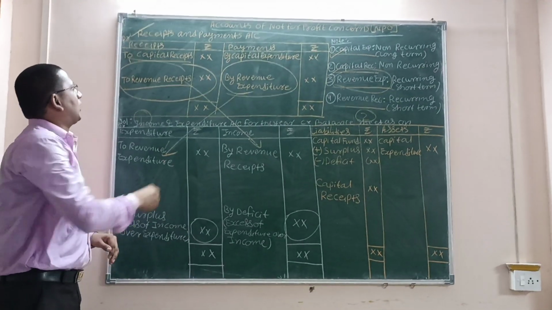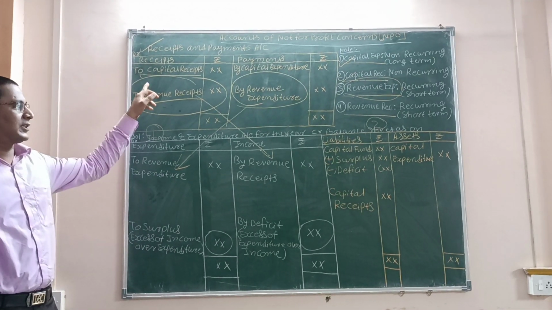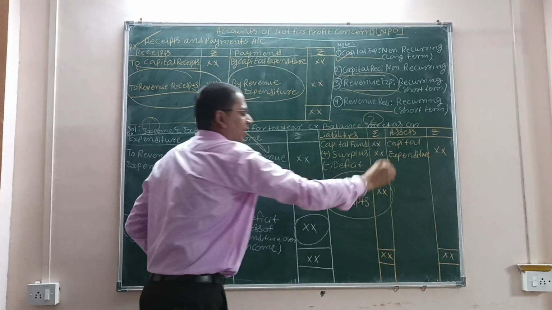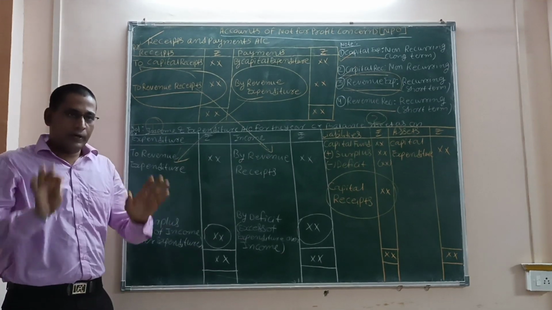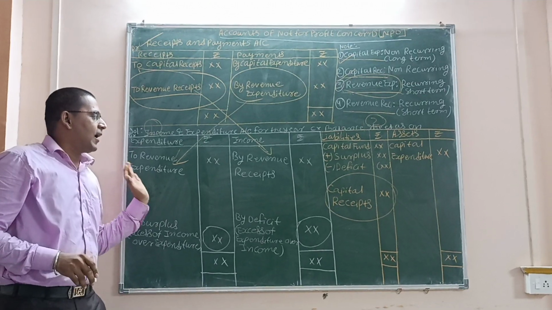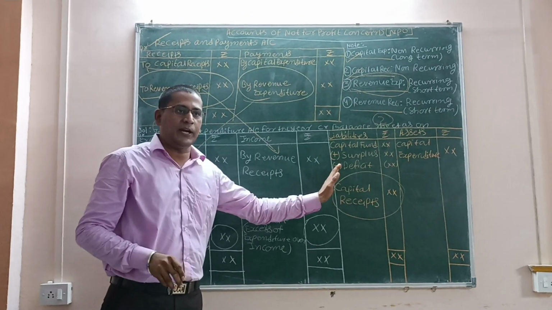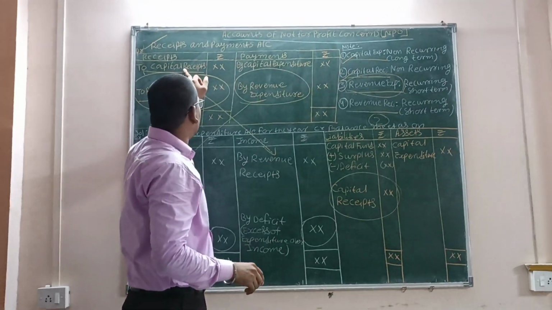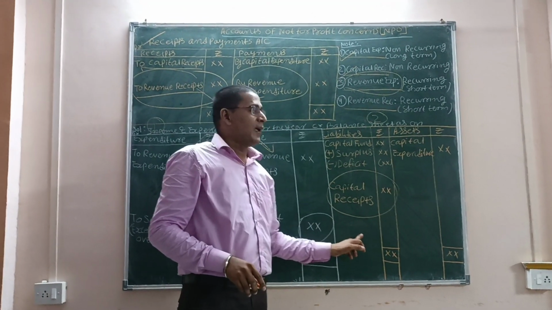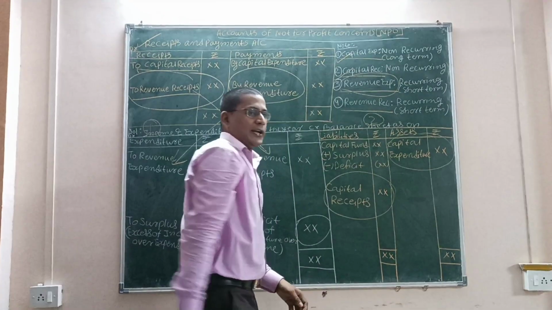Now, what about capital receipt and what about capital expenditure? Capital receipt will be recorded on the liability side of our balance sheet. So let me be very clear. Revenue expenditure is recorded on the expenditure side of income and expenditure account, and revenue receipt is recorded on the credit side of our income and expenditure account. Now we have capital receipt, which is going to be recorded on the liability side, and we have capital expenditure, which is going to be recorded on the asset side.